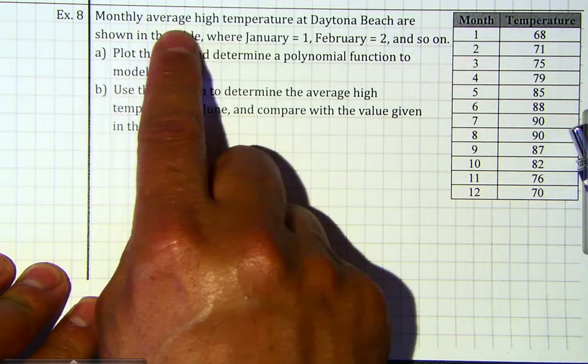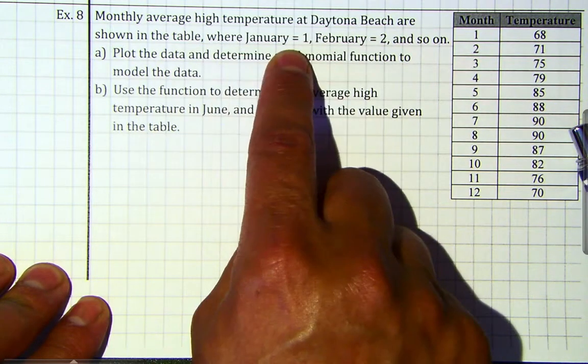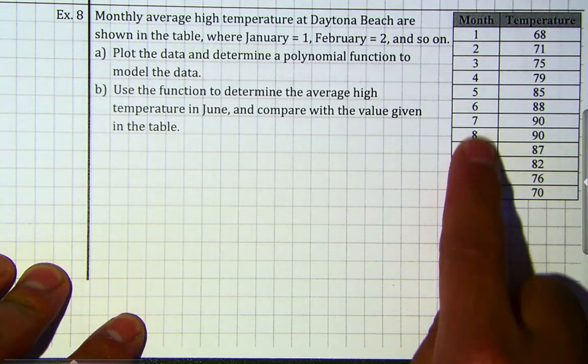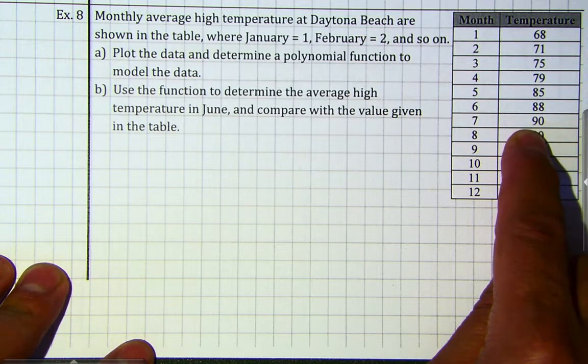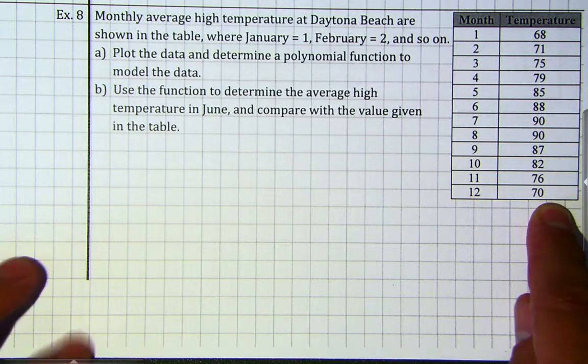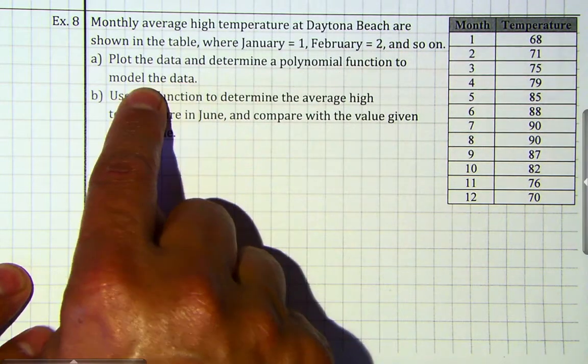So monthly average high temperatures at Daytona Beach are shown in the table, where January is equal to 1, February is equal to 2, and so on. So therefore, July will be 90 degrees, December will be 70 degrees, and so on. Plot the data and determine a polynomial function to model the data.